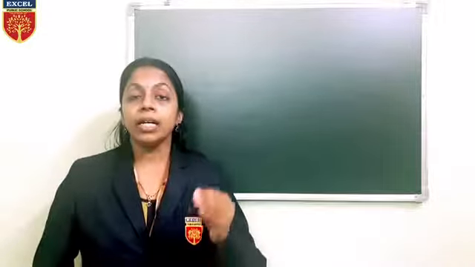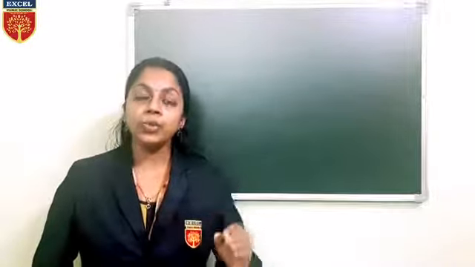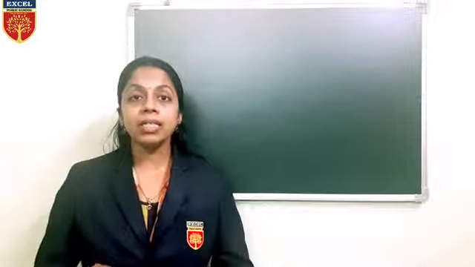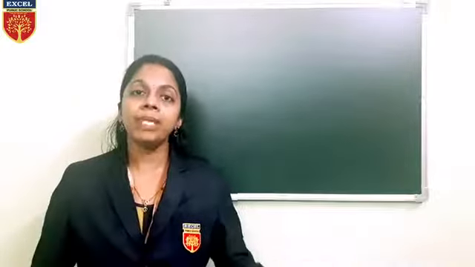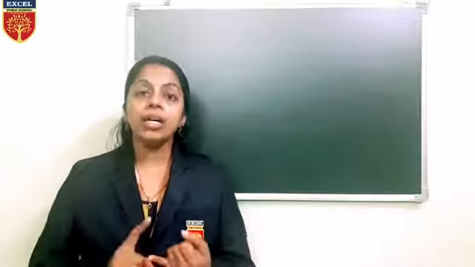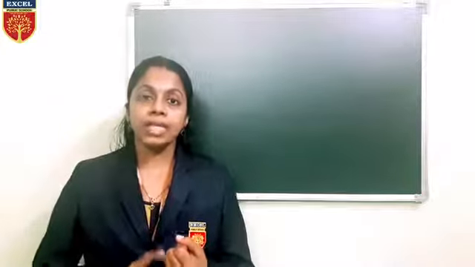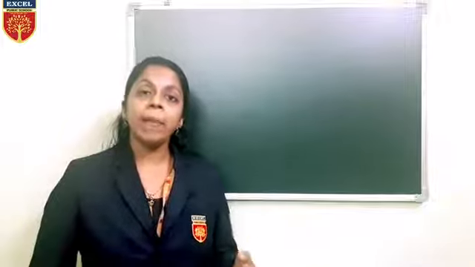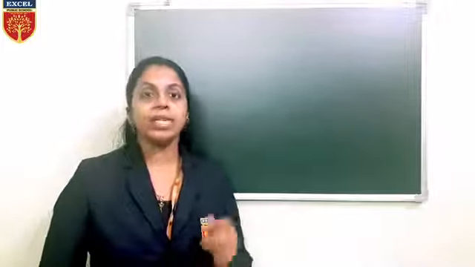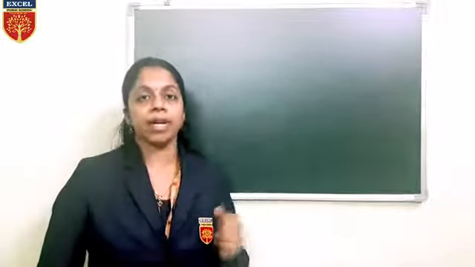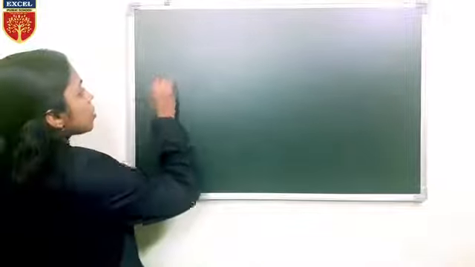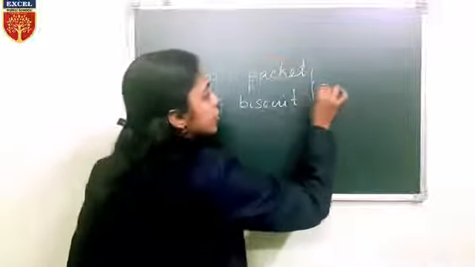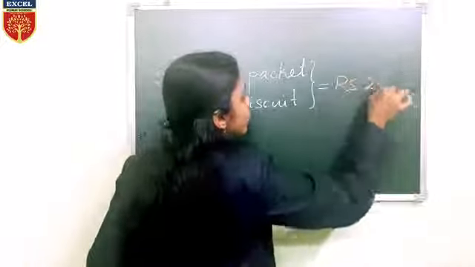And she said ghee is 102 rupees costlier than biscuit. Costlier means more cost than biscuit. And we know the cost of biscuit and ghee. What is the cost of one packet of biscuits? Yes, rupees 25. So the cost of one packet of biscuit is equal to rupees 25.